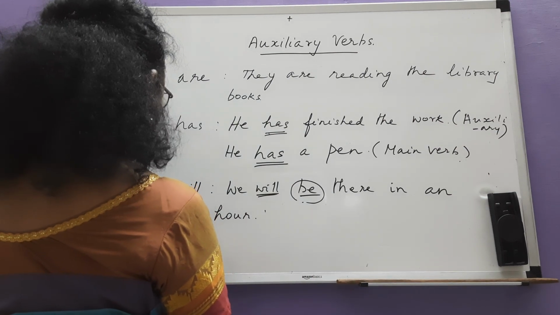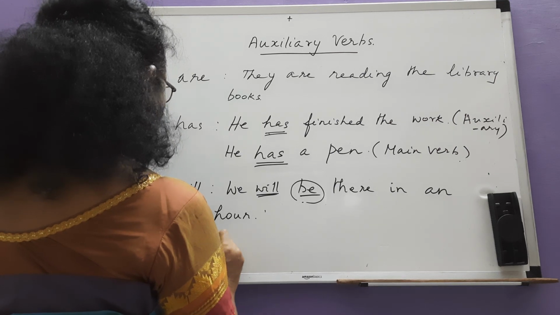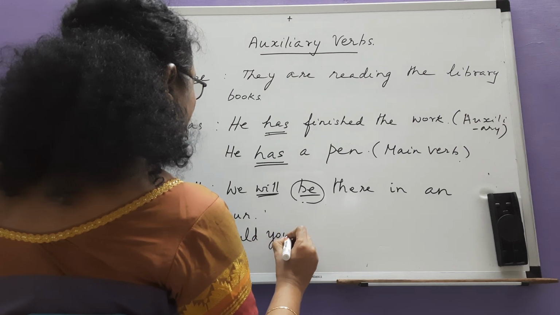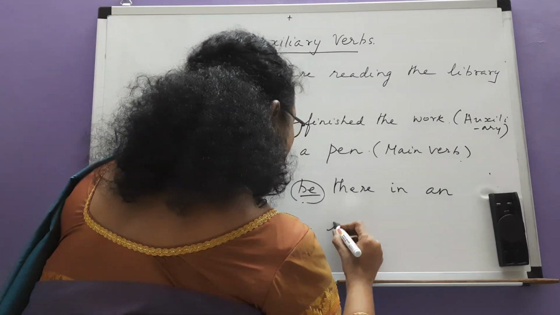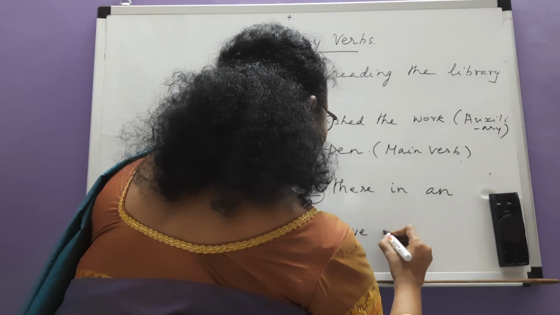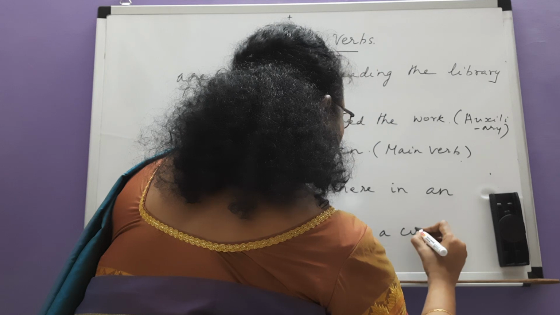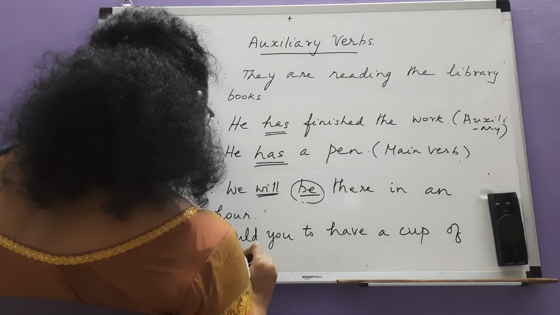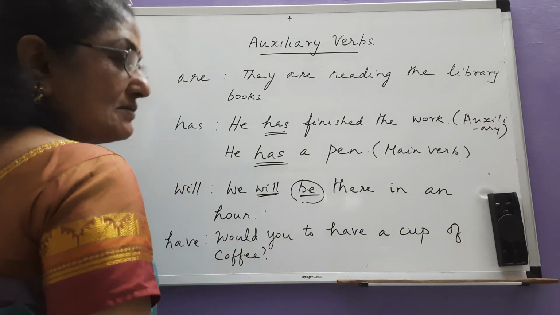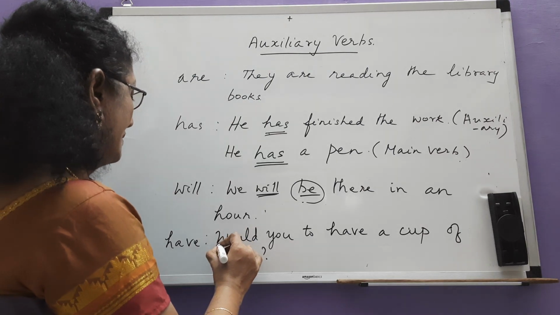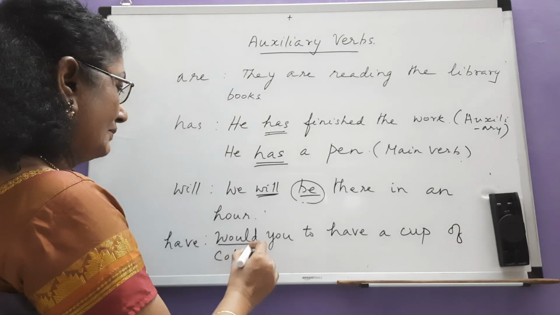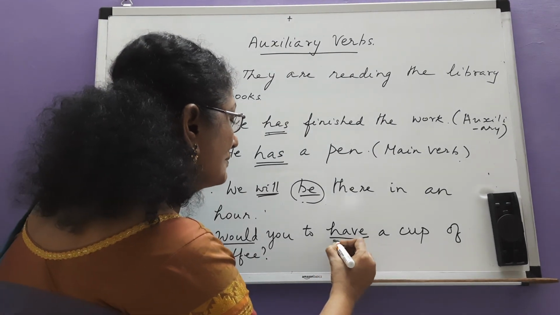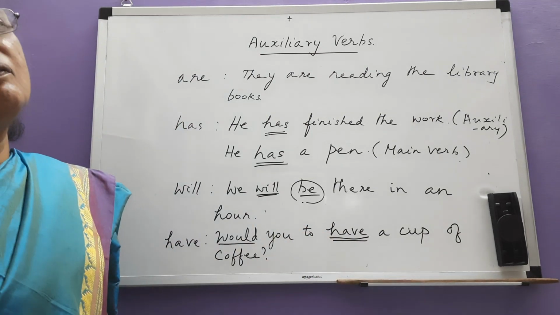Have. Would you like to have a cup of coffee. See here, would also is a verb. Then have also is a verb, but have is actually the main verb here.